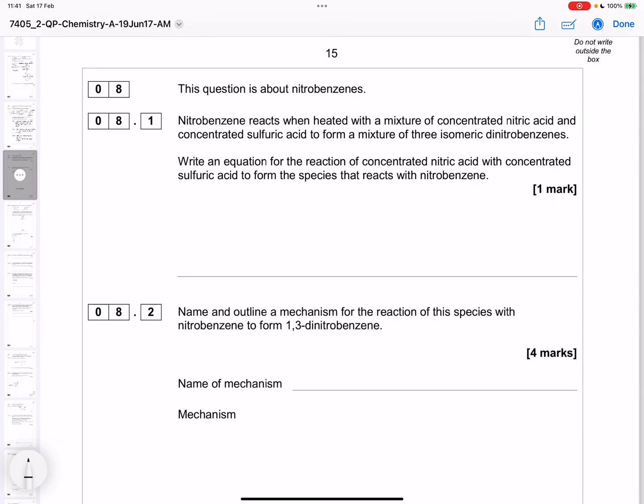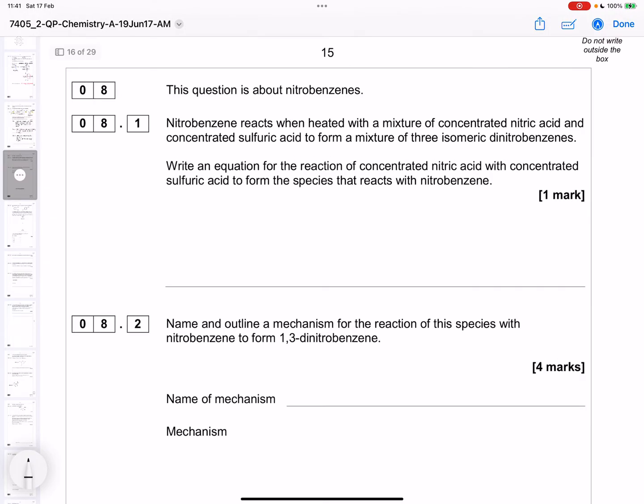This question is about nitrobenzenes. Nitrobenzene, so remember that's a benzene ring, not very well drawn there, but we're squeezing it in, is reacted with a mixture of conc nitric and conc sulfuric. Then you can get 3 isomeric dinitros.